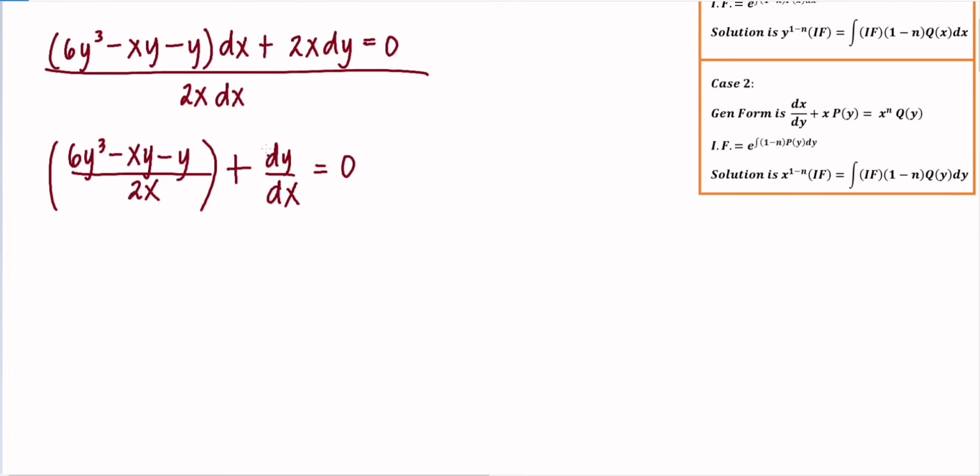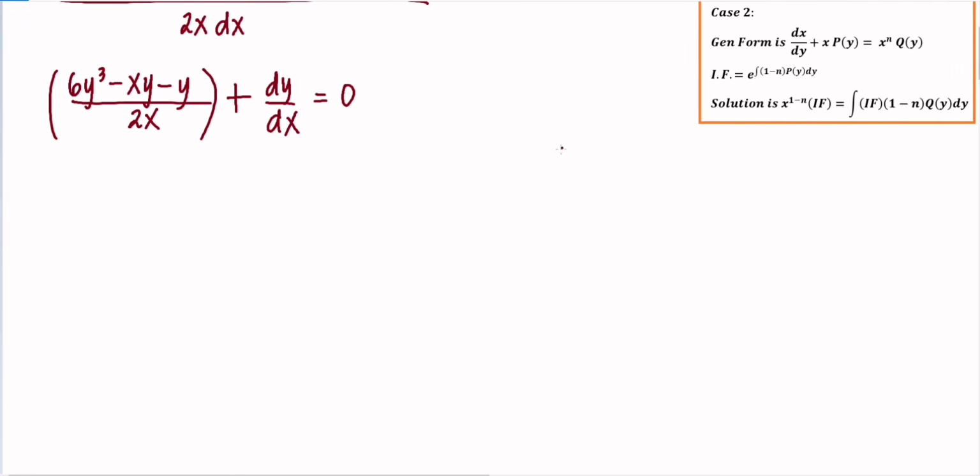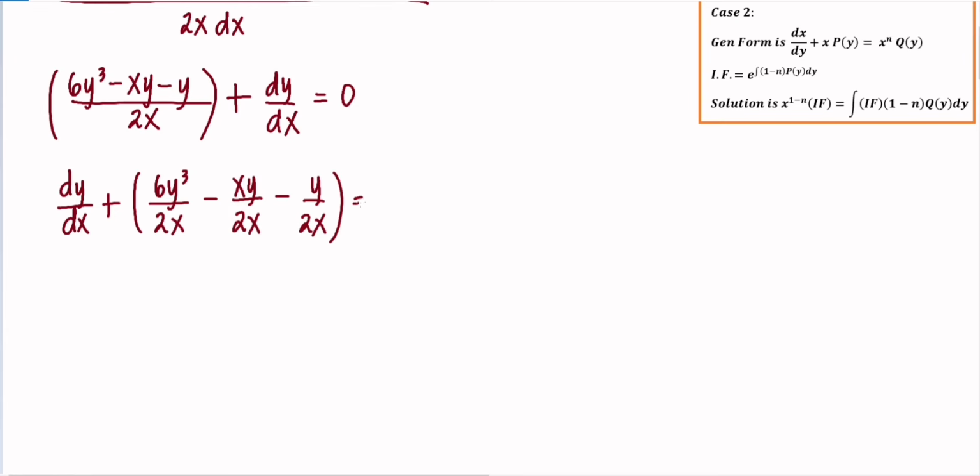Ayan. Dito guys, lumabas na yung ating general form which is case 1. Ibig sabihin, dy over dx, ang dependent variable natin ay variable y. So, ilagay lang natin siya sa leading term. We will have dy over dx plus, so i-separate lang natin yung mga fractions. Ibig sabihin, si 6y cubed over 2x, ganon din si negative xy over 2x, and then negative y over 2x, diba? Equals 0.